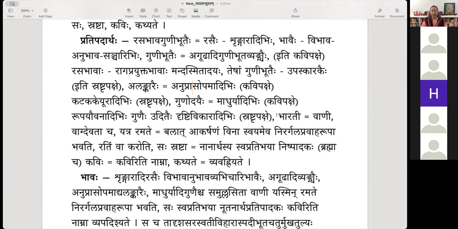Next is Bharati. Bharati is Vani in the sense of speech for a kavi, and it is Sakshat Saraswati in the case of Srashta, Prajapati. Yatra Ramate, wherever this word just comes or flows in a very beautiful manner, as far as the kavi goes. Yatra Ramate, where Vagdevata has shown her love towards someone, which is Brahma. Is that clear now? This is how he has placed the shloka.